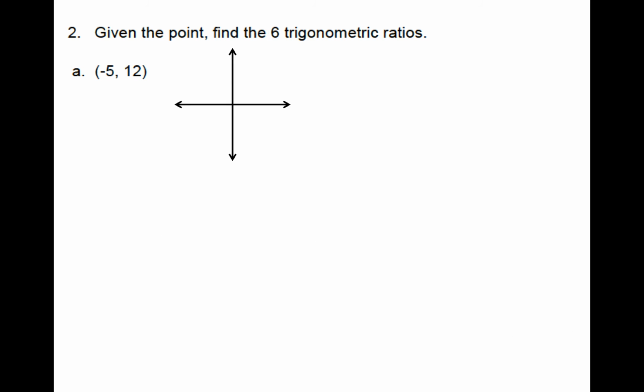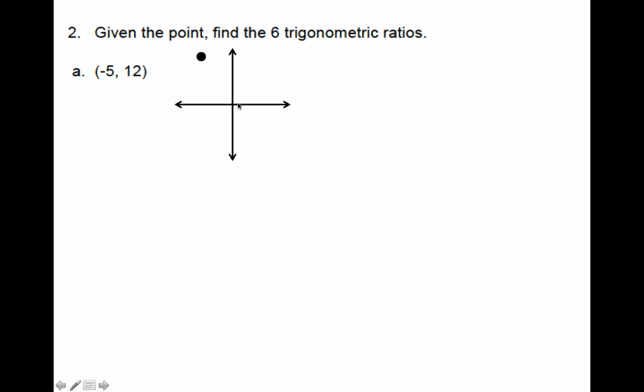Number 2, if we're given a point, find the 6 trigonometric ratios. So we're going to make a sketch of this. If our point is negative 5, 12, starting at 0, 0, you're going to go left 5 and up 12. It's going to make a point here.